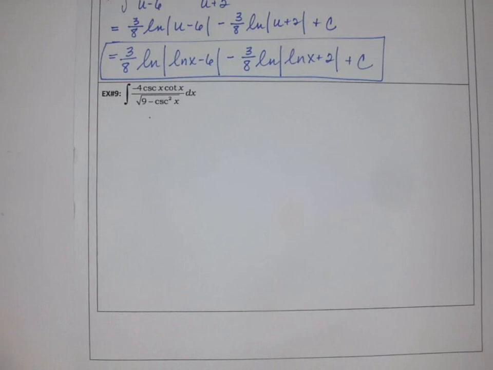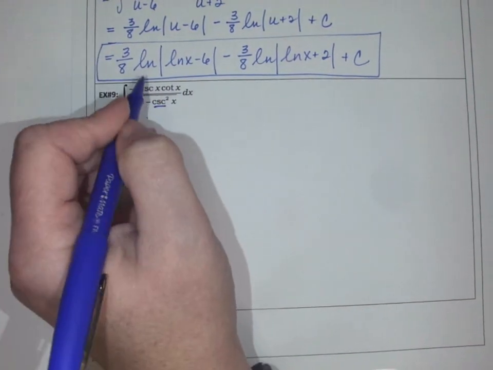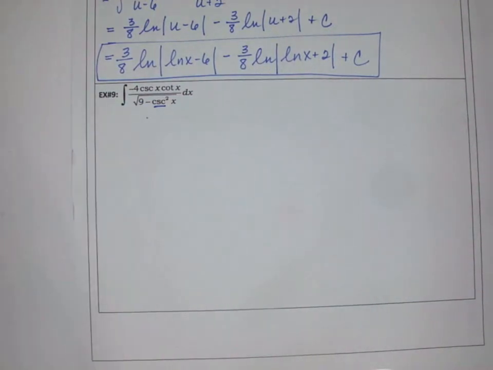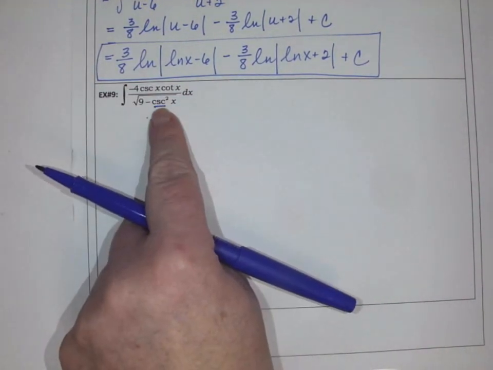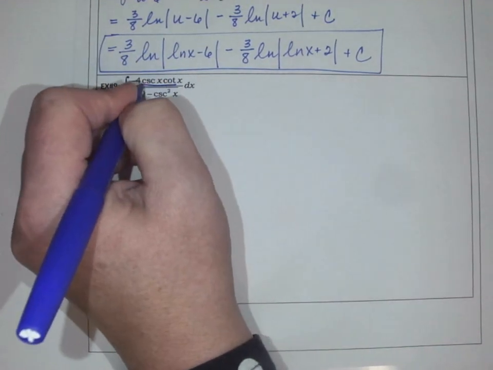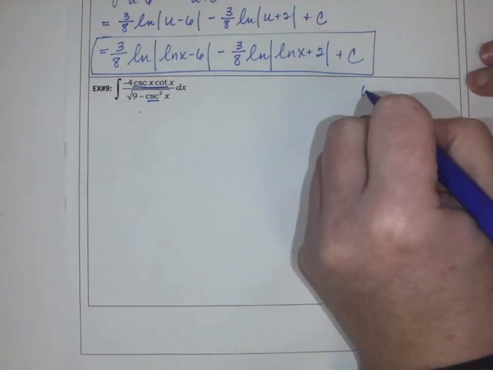We have negative 4 cosecant x cotangent x divided by the square root of 9 minus cosecant squared x. Now, I look at this and I say, okay, I got lots of inside functions, outside functions. I got a lot going on. But I look at cosecant and its derivative, negative cosecant cotangent. So right away I see, you know what, those guys are related. So let me pull those out of the problem by doing a u sub.